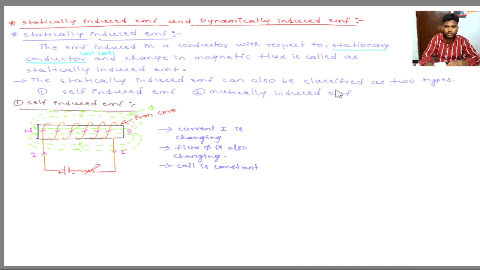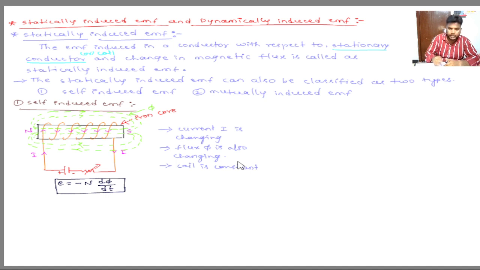Therefore, EMF is induced in the coil. That EMF we are denoting as E, which is equal to minus N into d phi by dt. Why this negative sign? This negative sign is because of Lenz's law.